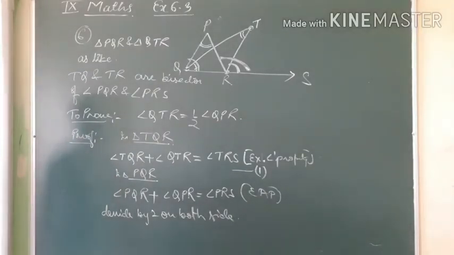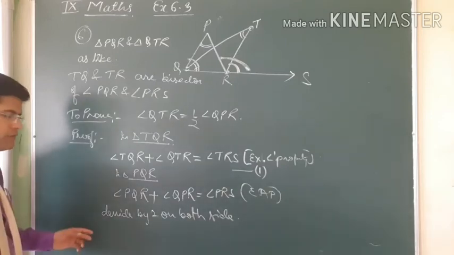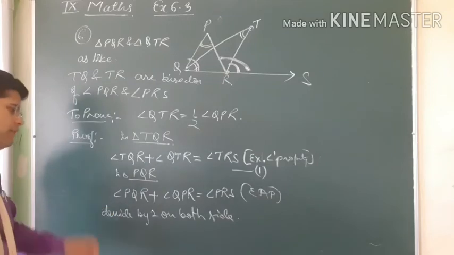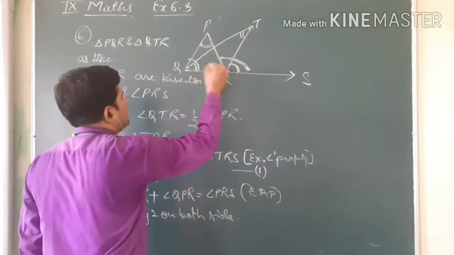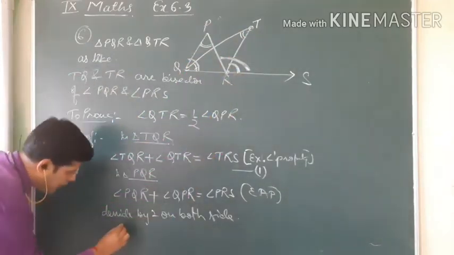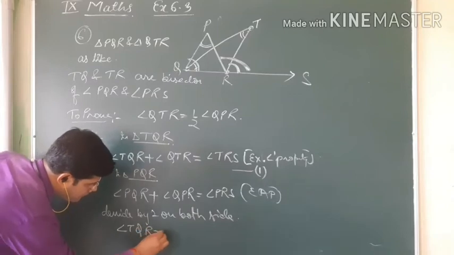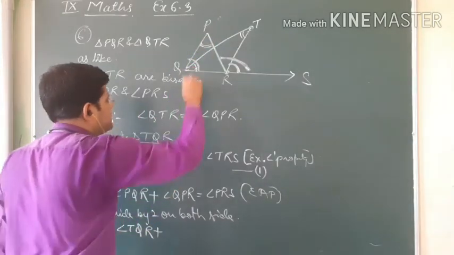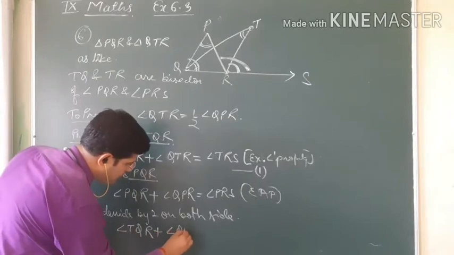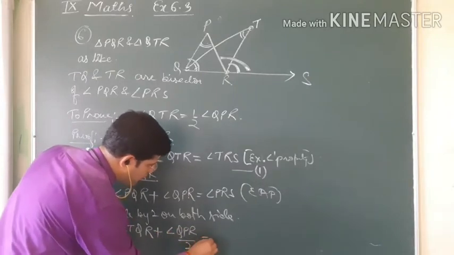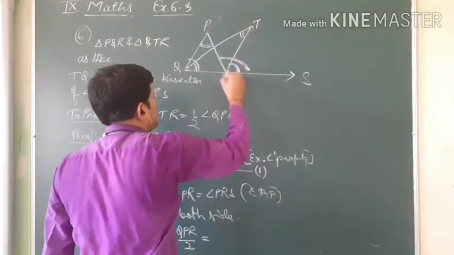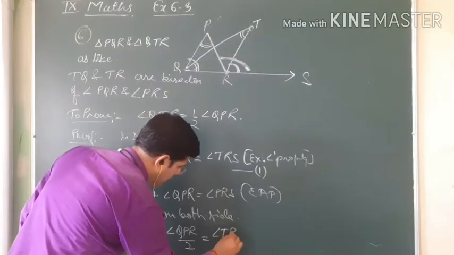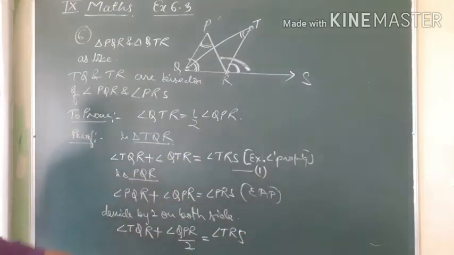By which property? By axiom number 6 or 7. I think 7: things which are half of the same thing are equal to one another. So after doing half, it will be equal. So angle PQR, after doing half, is written as TQR. And QPR has no bisector, so you have to write QPR upon 2 because it will not become equal. But angle PRS, when we divide it by 2, will become TRS.